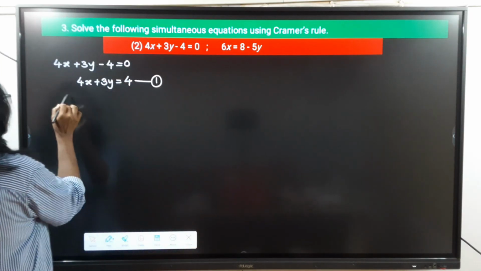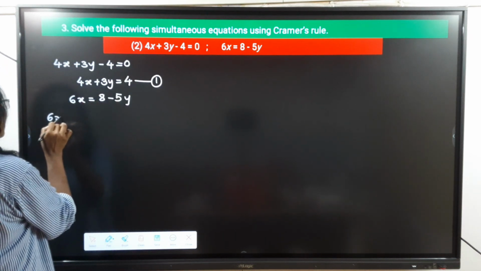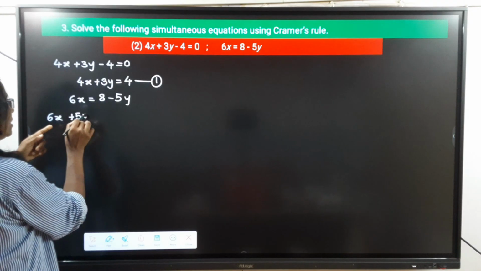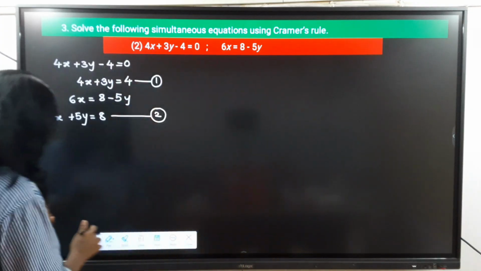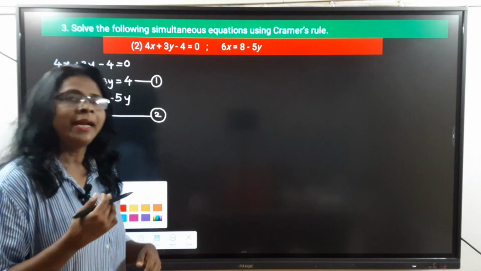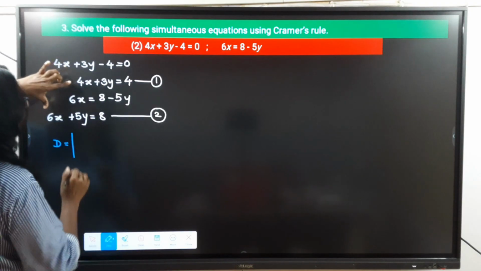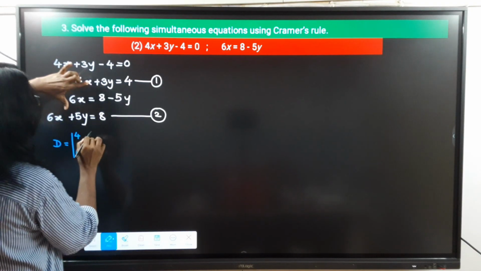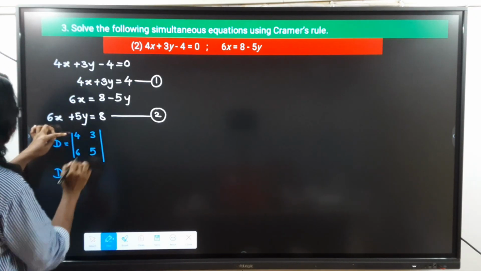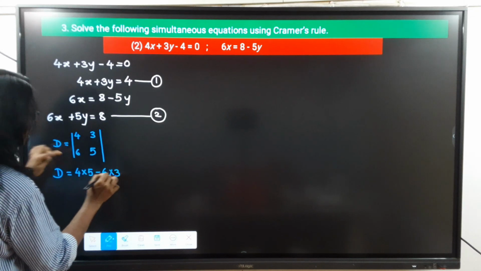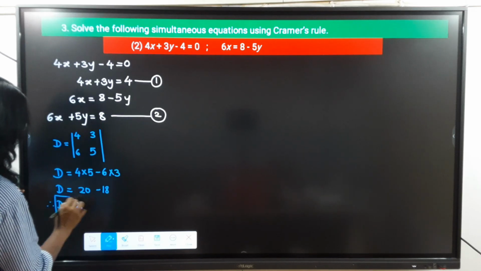Then the second one, students, 6x is equal to 8 minus 5y. Here also we arrange this equation in this form, 6x plus 5y is equal to 8, and call it the second one. So the first step is over, students. Then the second step is finding out D, D of x and D of y. The arrangement of D is that in the first column write down the coefficient of x, 4, 6. In the second column write down the coefficient of y, 3, 5. Then I find out the value of D. So 4 multiply 5 minus 6 multiply 3. Therefore D is equal to 20 minus 18. Therefore D is equal to 2.